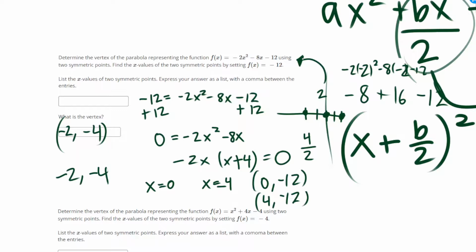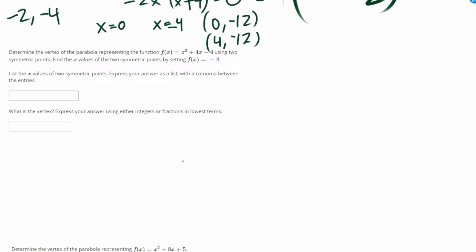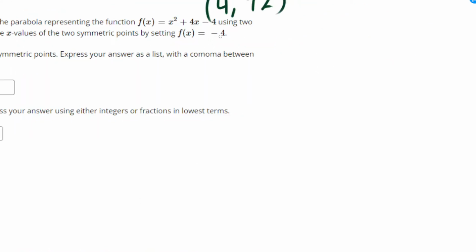The x values of our two symmetric points, which was 0, negative 12, and negative 4, negative 12, and that would be your answer. Sorry, that one, I kind of don't like those ones at all. I think I'll do this one again.